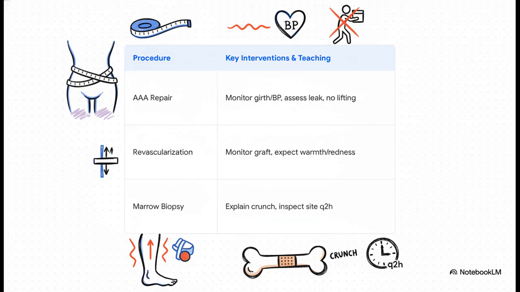Lastly, for a bone marrow biopsy, you've got to prep the patient for a heavy pressure and a weird crunching sound during the procedure. Post-op, your job is bleeding prevention. Keep a tight dressing on it and inspect that site every 2 hours.